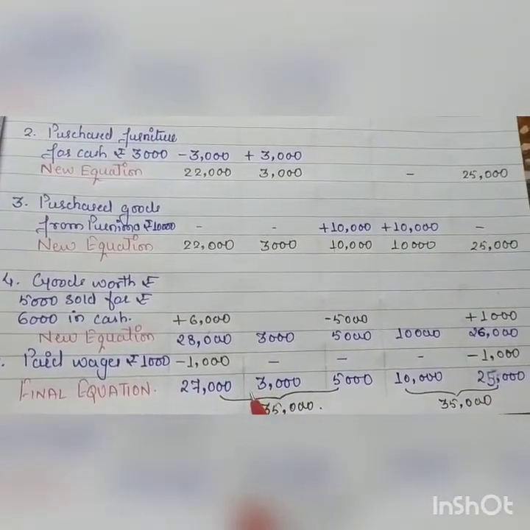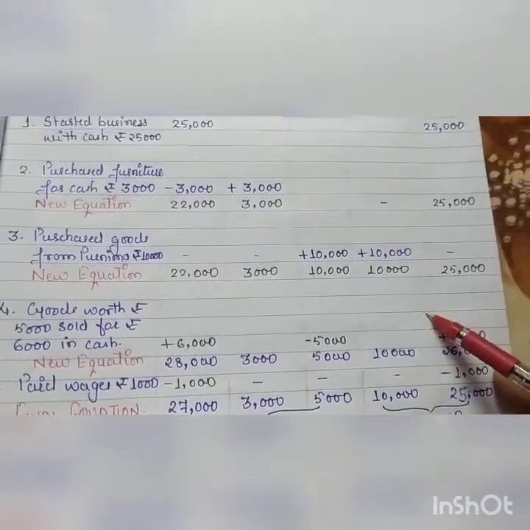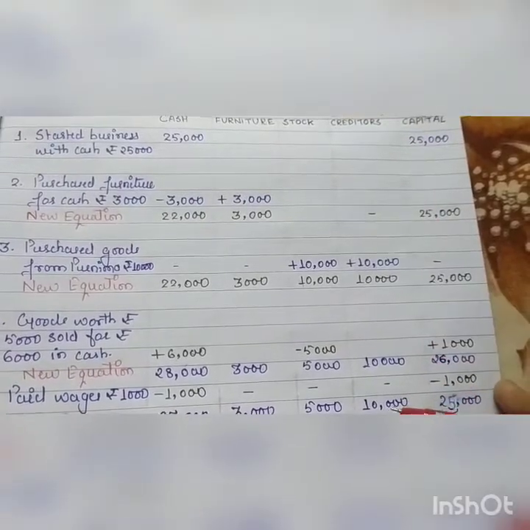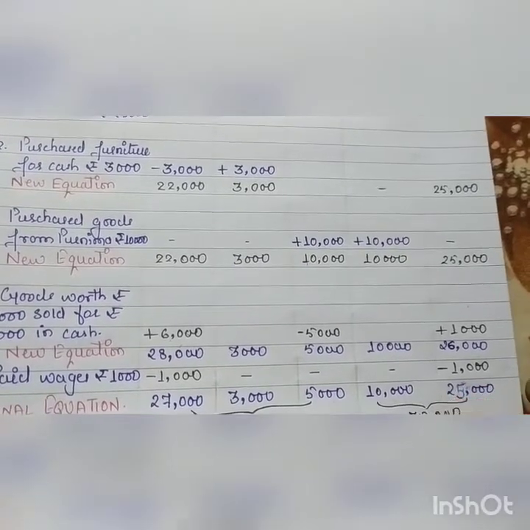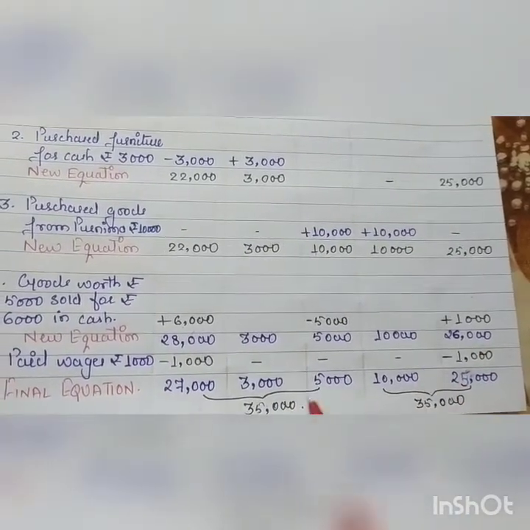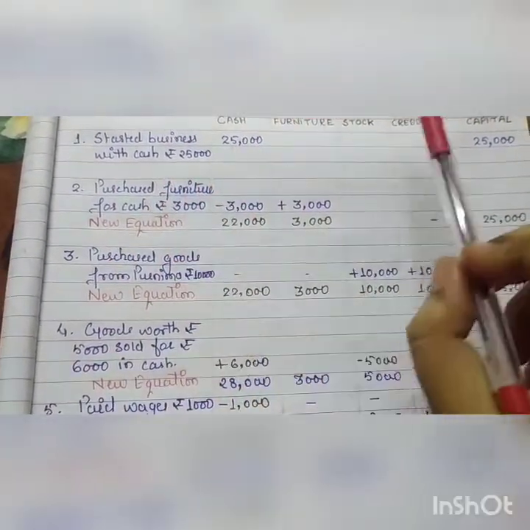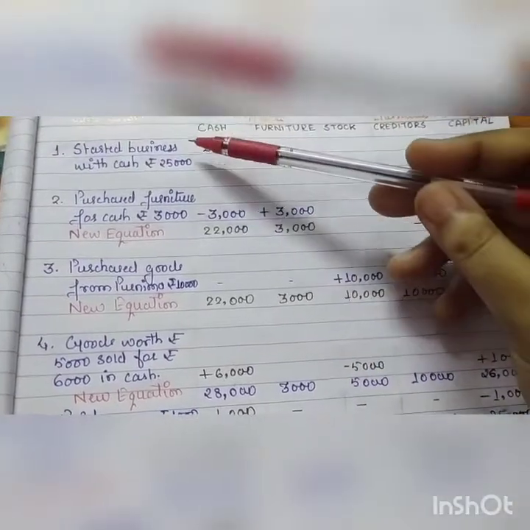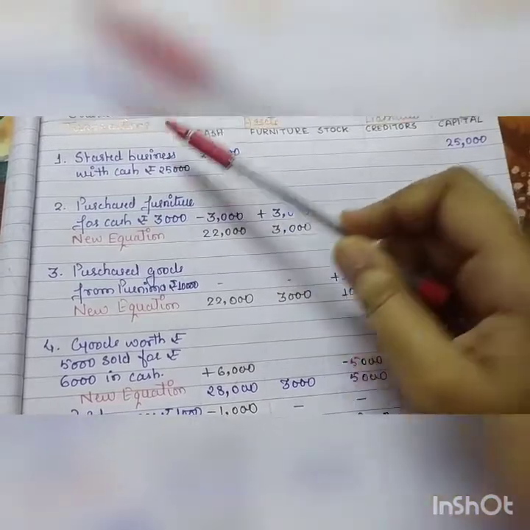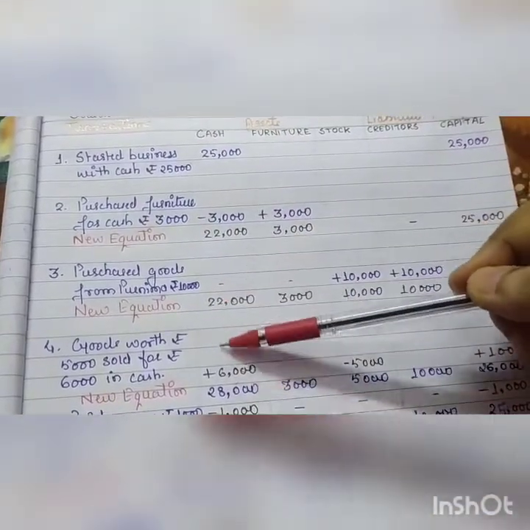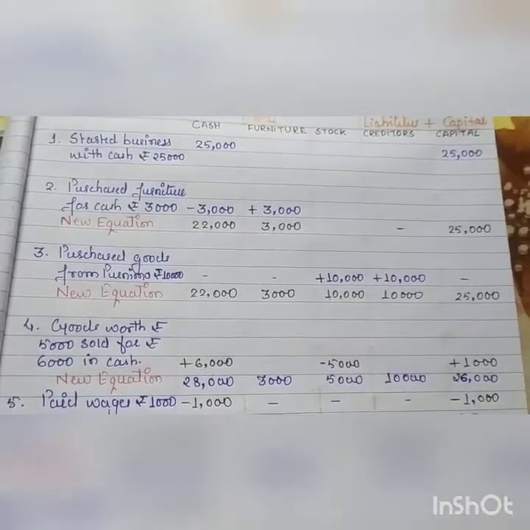27,000 plus 3,000 plus 5,000. Total is 35,000. What about liabilities side? Liabilities you have 10,000. Capital you have 25,000. Total 35,000. See, both sides are equal. That means your answer is correct. Children, you need to prepare accounting equation in this way only. This transaction column is a must. In a very systematic manner, you need to write each and every transaction. Any doubt related to this topic, you may ask me.